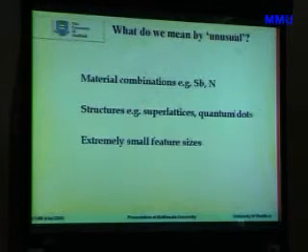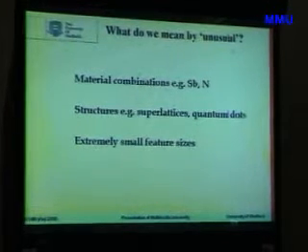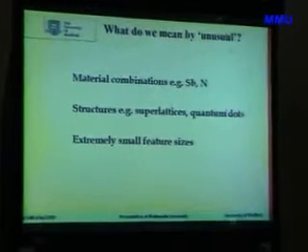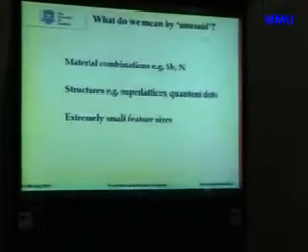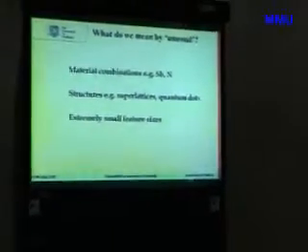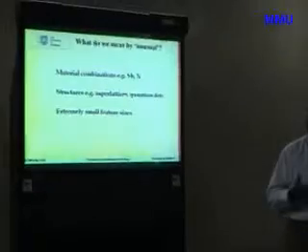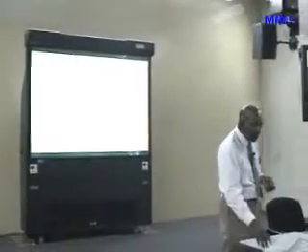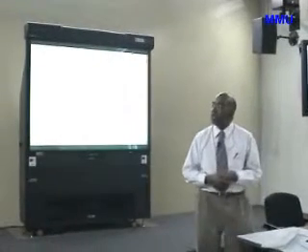Now we're not trying to do simple, straightforward 3-5 materials. So what do we mean by unusual? By that we mean material combinations using somewhat unusual elements from groups 3 and 5, such as antimony and nitrogen, or where the structures are quite complicated, where you're trying to grow superlattices or quantum dots, or where there are extremely small feature sizes.